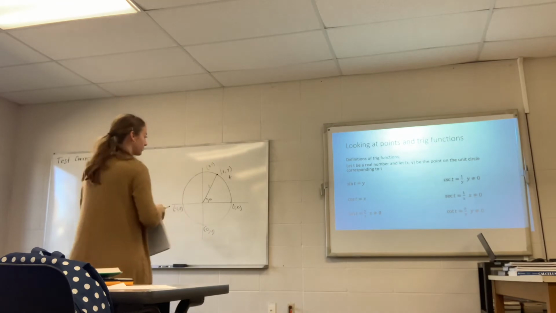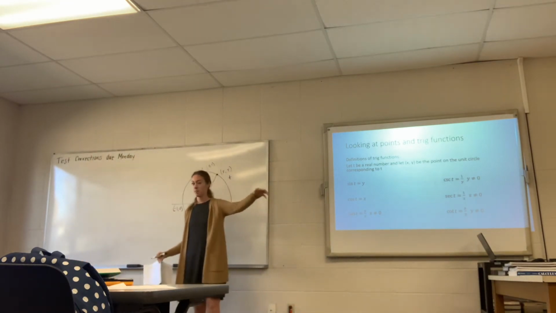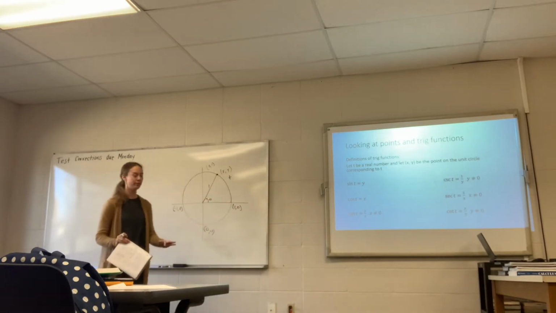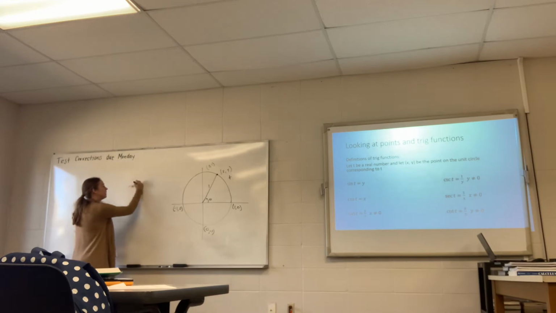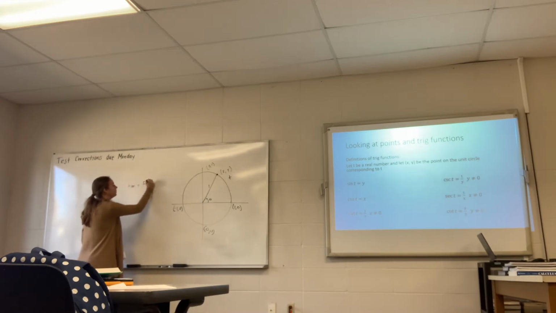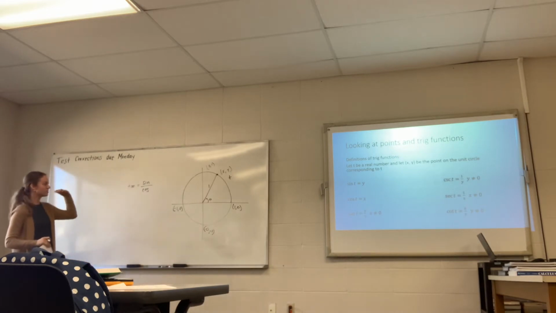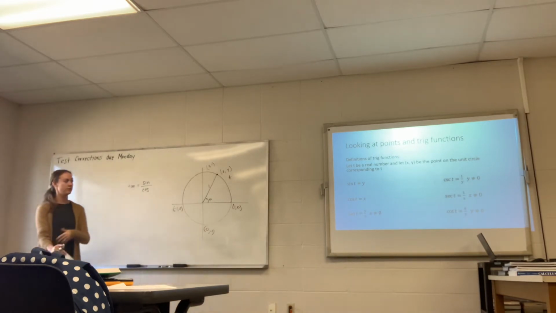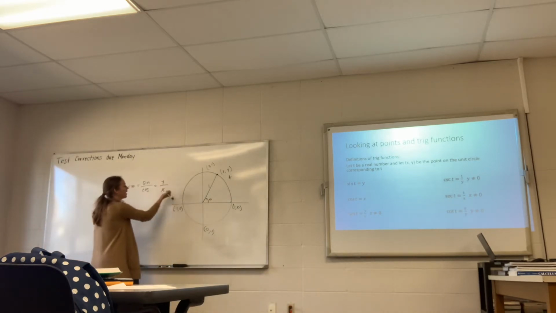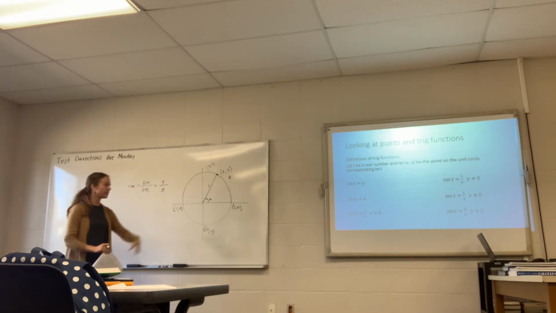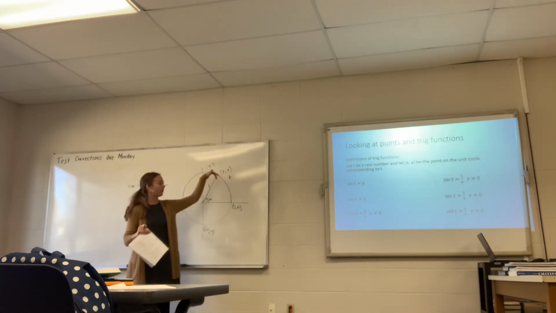So then tangent. Maybe you know this from geometry, maybe you don't, but tangent is equal to sine over cosine. Because sine we said was our y, and cosine we said is our x, we'd have y over x. So if I ask you to find your tangent at this point t, you would just take your y over your x.